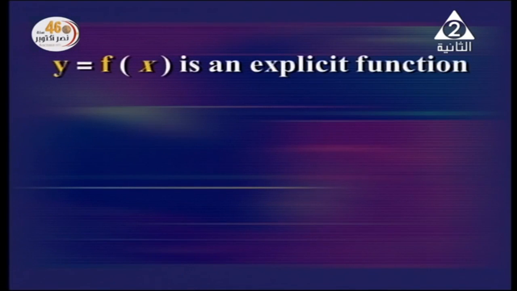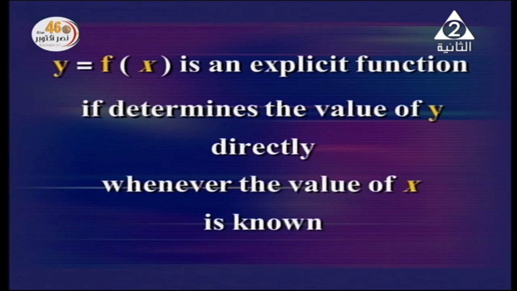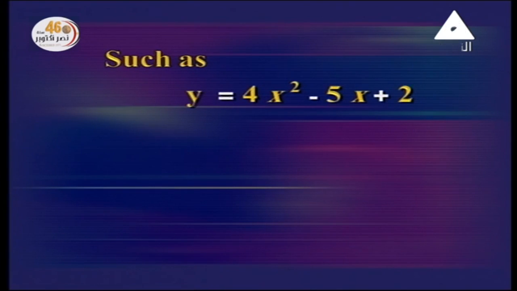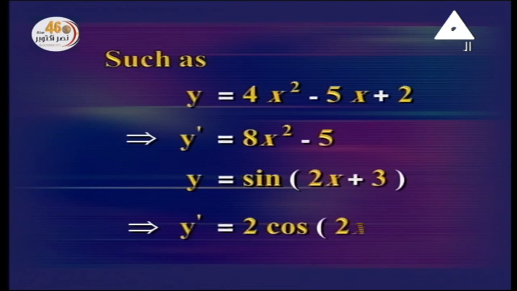If we have a function y equals f of x, it determines the value of y directly whenever the value of x is known, such as, my dear student, y equals 4x squared minus 5x plus 2. Then y dash is 8x minus 5. What about y equals sine of 2x plus 3? y dash equals 2 cosine of 2x plus 3.